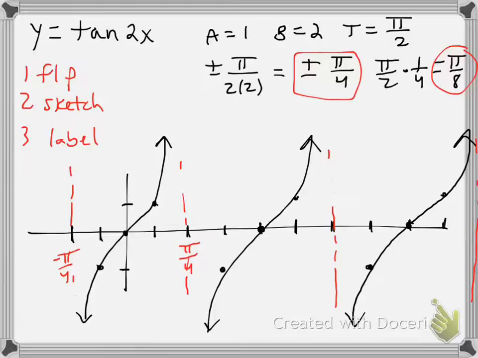Now I know that my scale is pi over 8. So I'm going to start at 0 and add pi over 8 every time. So pi over 8, 2 pi over 8, which is pi over 4, 3 pi over 8, 4 pi over 8, which is pi over 2, 5 pi over 8, 6 pi over 8, which is 3 pi over 2. No, that's not right.